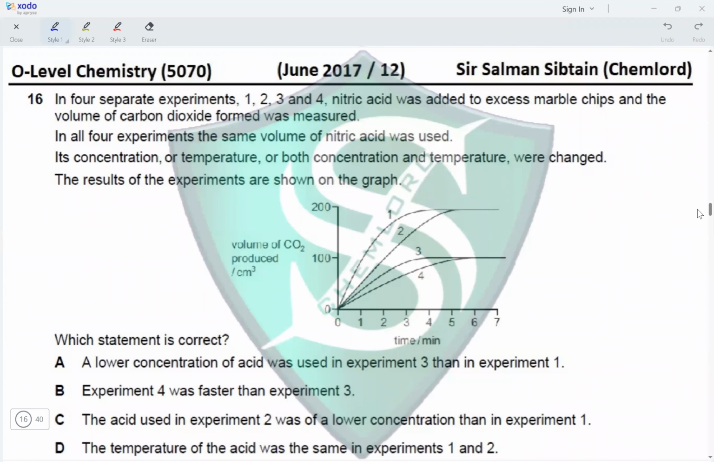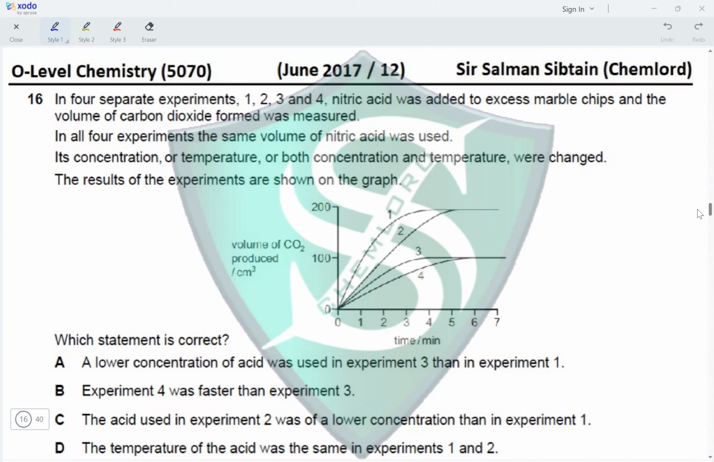Question 16. In 4 separate experiments, 1, 2, 3, and 4, nitric acid was added to excess marble chips and the volume of carbon dioxide formed was measured. In all 4 experiments, the same volume of nitric acid was used. Its concentration or temperature or both concentration and temperature were changed. The result of the experiments are shown on the graph.